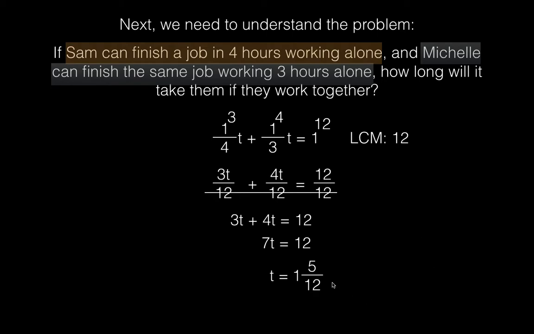And again, make sure it makes sense whatever answer you get, because if the answer you get is bigger than what someone works alone, it doesn't make sense. Or if it's 2 hours and you know she can do 3 hours alone and he's working 4, that also doesn't make sense. But again, 1 hour and 5/12, 7 hours sounds about right.